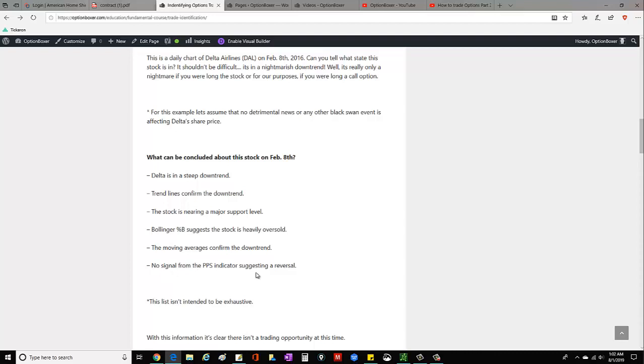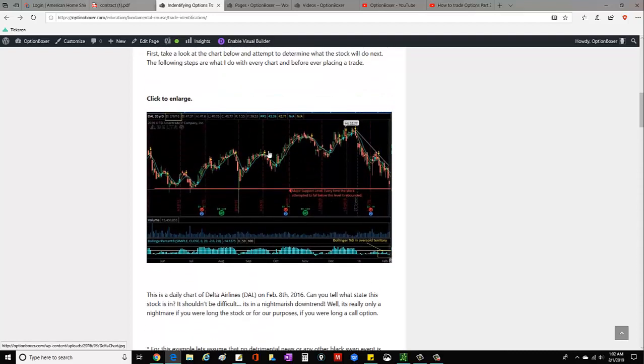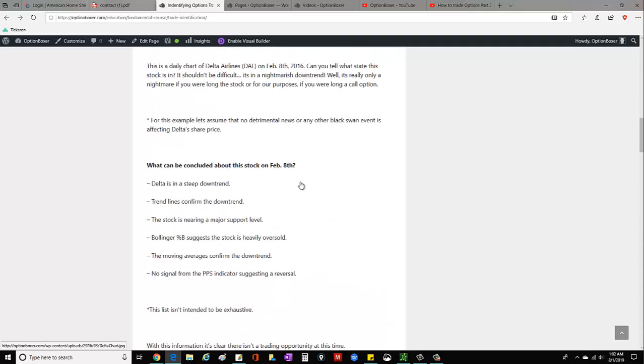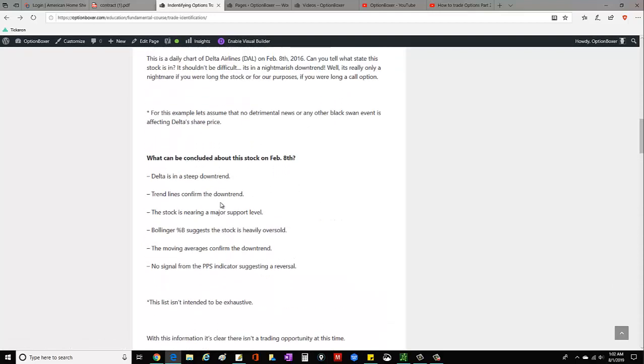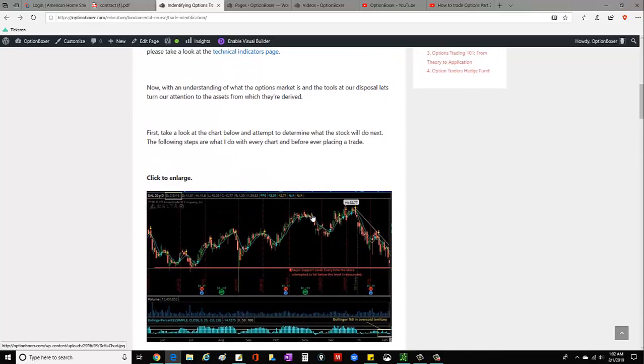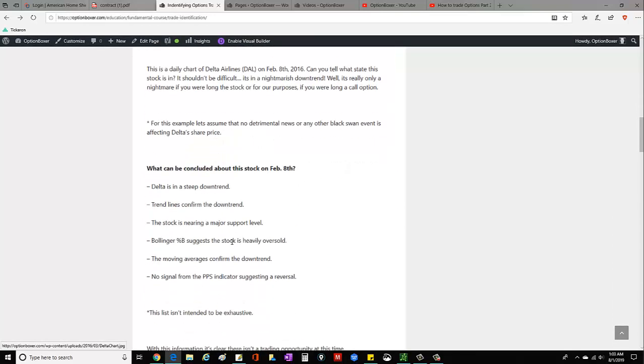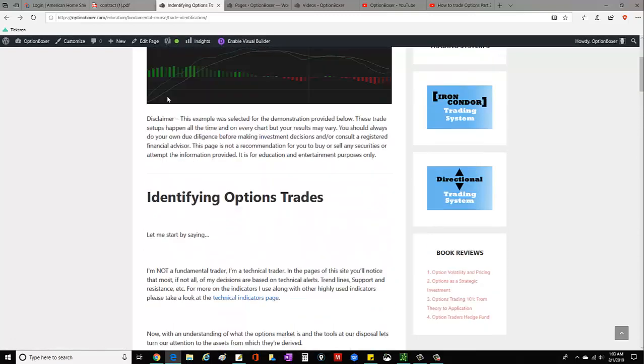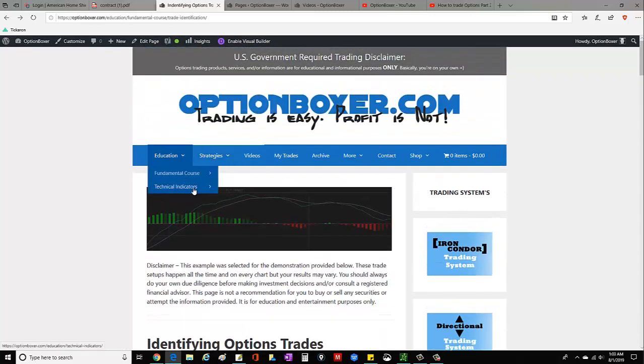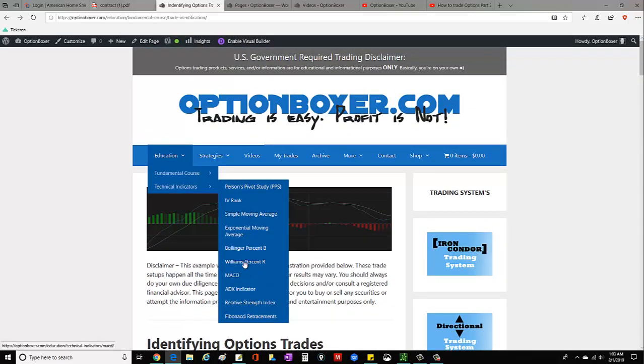No signal from the PPS indicator. We won't get into the PPS indicator, but that's just these yellow down arrows or blue up arrows. If you're curious what the PPS indicator is, we won't get into that for this video, but you can come up here to Education, Technical Indicators, and read my article about the PPS study there.